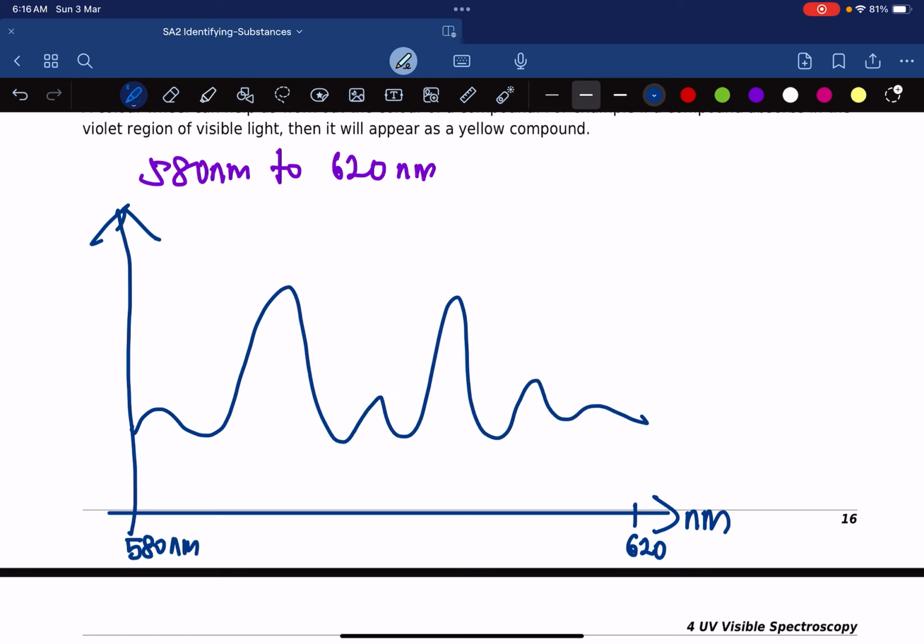Okay. You might get a graph like this. And if you analyze this graph, you will notice that at this point, so this is absorbance. Okay, absorbance. You will notice that this part here, there is maximum absorbance. This is maximum absorption.